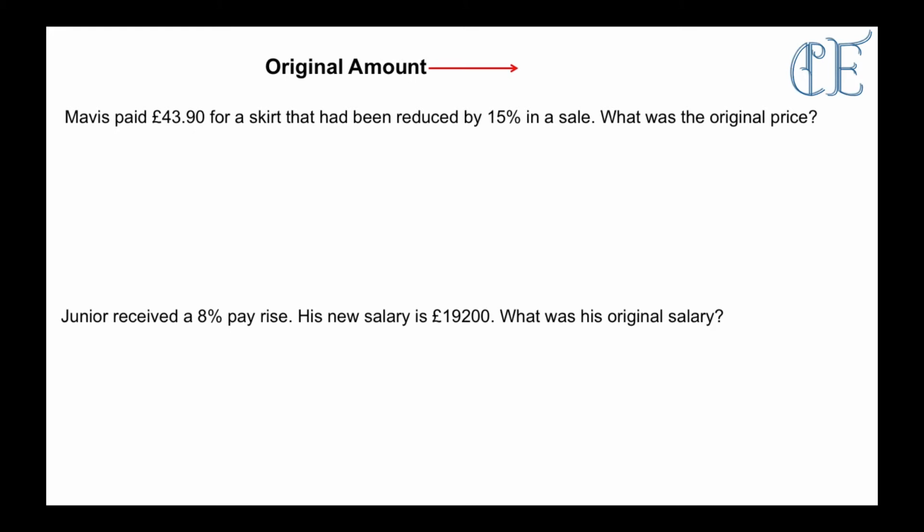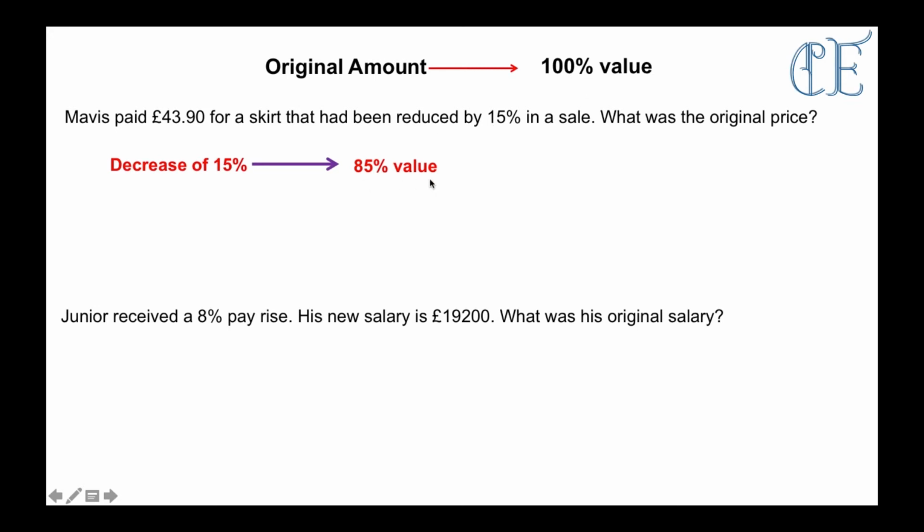Mavis paid £43.90 for a skirt that had been reduced by 15% in a sale. What was the original price? Now, this isn't like saying you need to find 15% of £43.90. It's like saying, what was the price before I took off the 15%? So you need to think about the original amount as the 100% of the value. That means that £43.90 has been decreased by 15%. So it's only 85% of the value, it's not 100%.